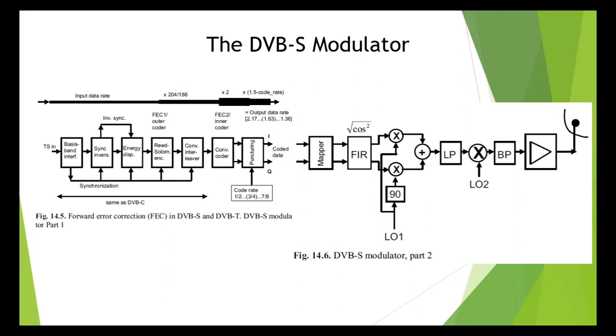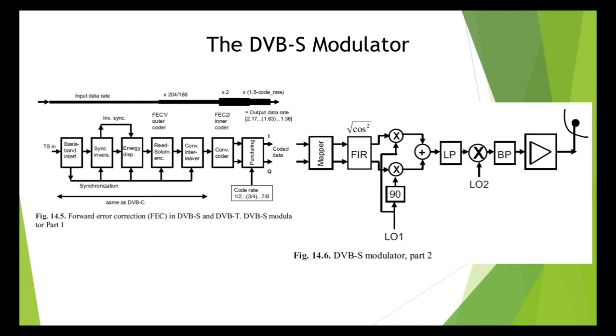So, look at figure number 5. The first stage of the DVB-S modulator is the baseband interface. This is where the signal is synchronized with the MPEG-2 transport stream. This MPEG-2 TS consists of packets with a constant length of 188 bytes, consisting of a 4-byte header and 184 bytes of payload. Payload means the real data are present. 4 bytes is for the header.